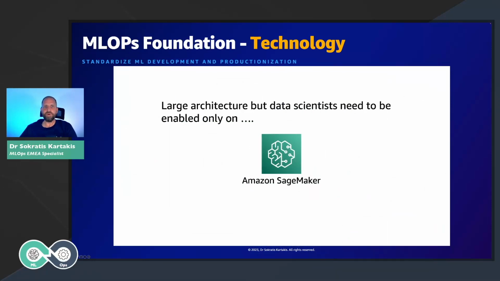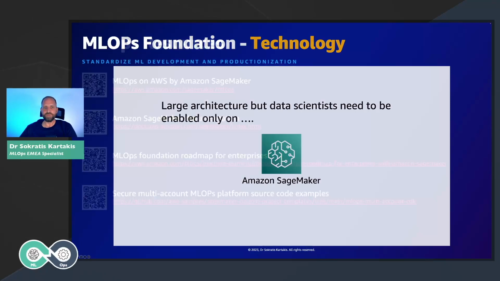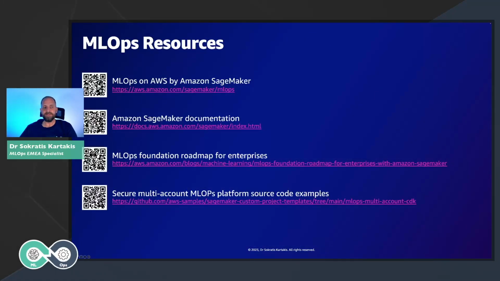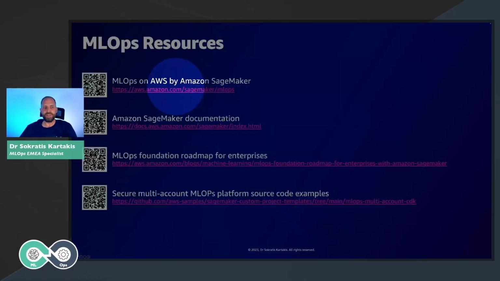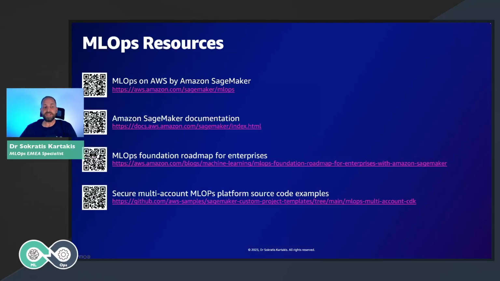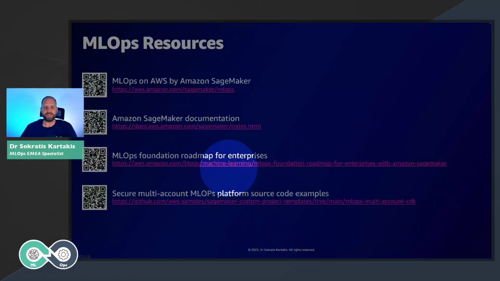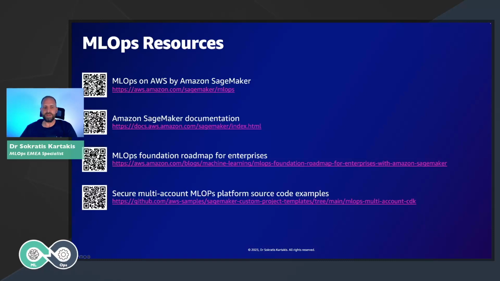We will see a real demo of how to use SageMaker, SageMaker Studio, and all the different components that we presented today. Key material that I suggest you check: you can check, for example, the documentation and the main page of SageMaker. Check the MLOps Foundation Roadmap for Enterprises blog post. This is a blog post that also describes everything that we presented today, including links to the different repositories. And the last one is a repository about the multi-account secure MLOps environment, source code based on CDK.